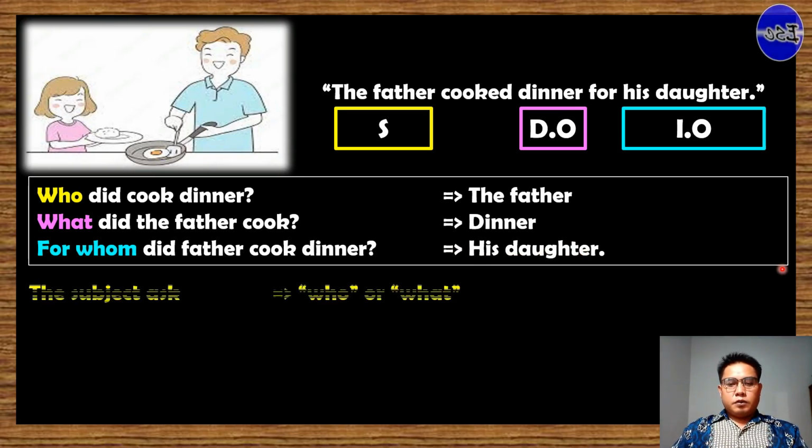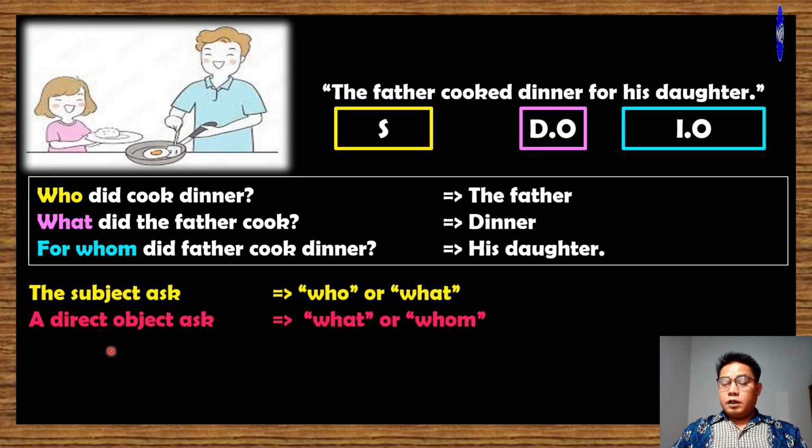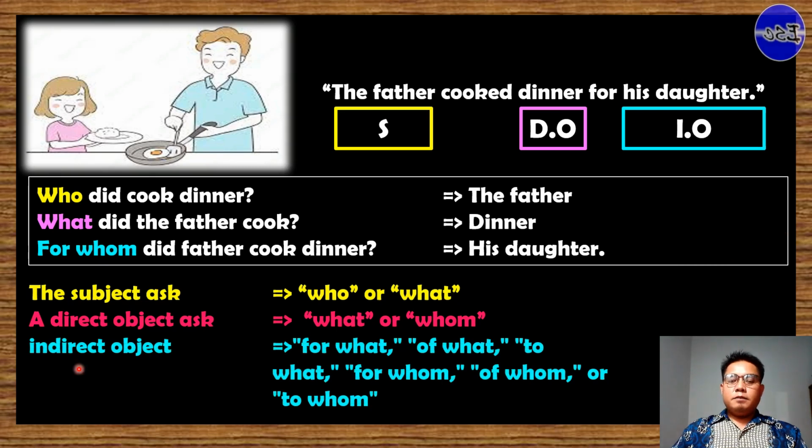So in conclusion, if you want to find the subject of a sentence, ask the question who or what. But if you want to find a direct object of a sentence, just ask the question what or whom. And to find the indirect object, you may ask this question: for what, of what, to what, for whom, of whom, or to whom.